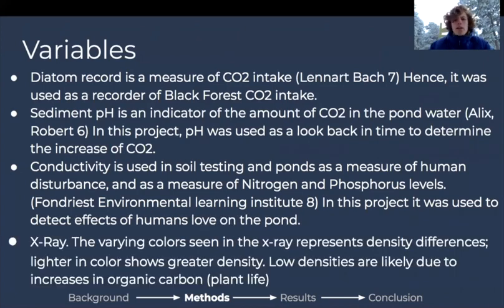Finally, I wanted to x-ray my core. The reason for this is that when you have lower densities, it will show up darker on the x-ray, which will indicate more plant life, because when they die, they sink to the bottom, which then makes the sediment less dense than just pure dirt or sediment or water runoff.